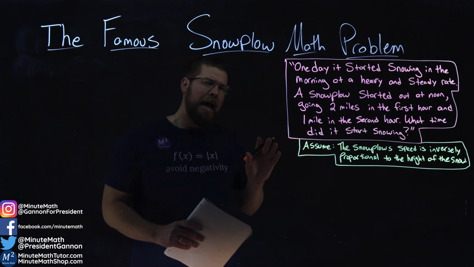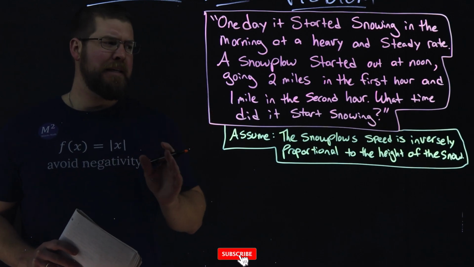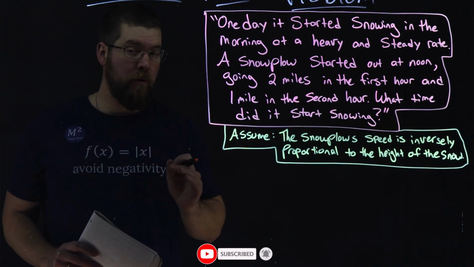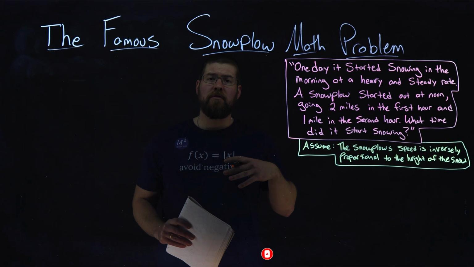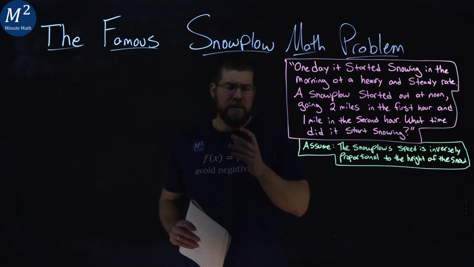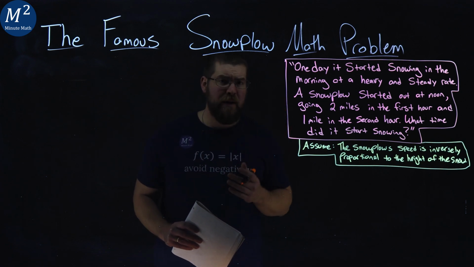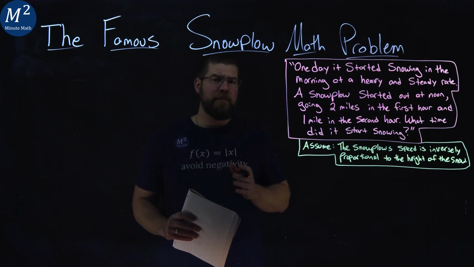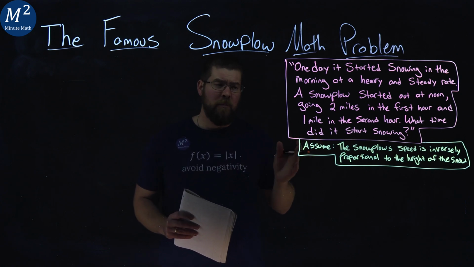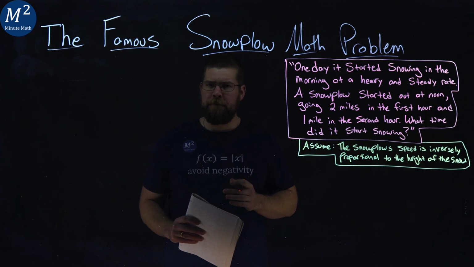Now, there's one thing we're going to add to this problem, an assumption: that the snowplow speed is inversely proportional to the height of the snow, meaning the higher the snow, the slower the snowplow goes. So I want to see if you can take a moment and solve this problem. It's going to use some calculus. But if you're like most people and just want to keep going, don't pause this video and watch it, but I think it's worth your time to see if you can figure it out.